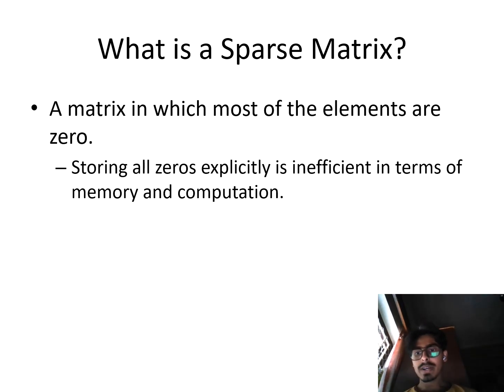So what is a sparse matrix? A sparse matrix is a matrix in which most of the elements are zero. Storing all these zeros explicitly is both inefficient in terms of memory and causes unnecessary computation. Hence we use optimized ways to store only the non-zero elements.